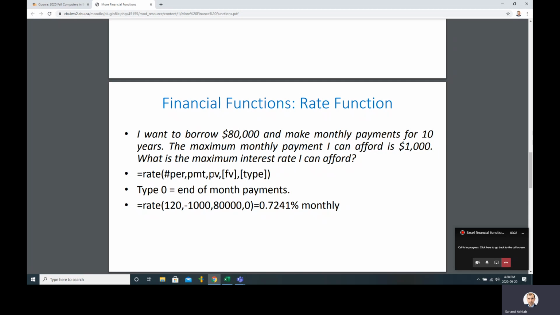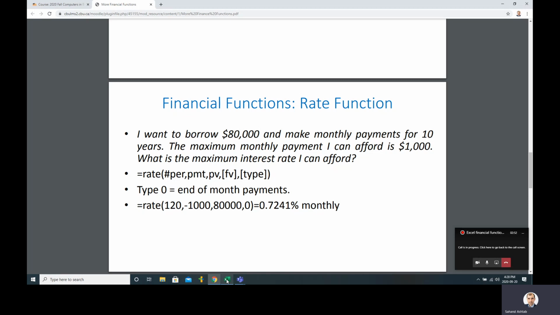The present value is how much you're borrowing. It's 80,000. Note that it does not go in with a negative sign, because you have not made a payment of $80,000. You have actually received $80,000. The payment that you have made is $1,000 a month, so that goes in as minus 1,000. What you're receiving is 80,000. Future value is 0 and type is 0 as well.